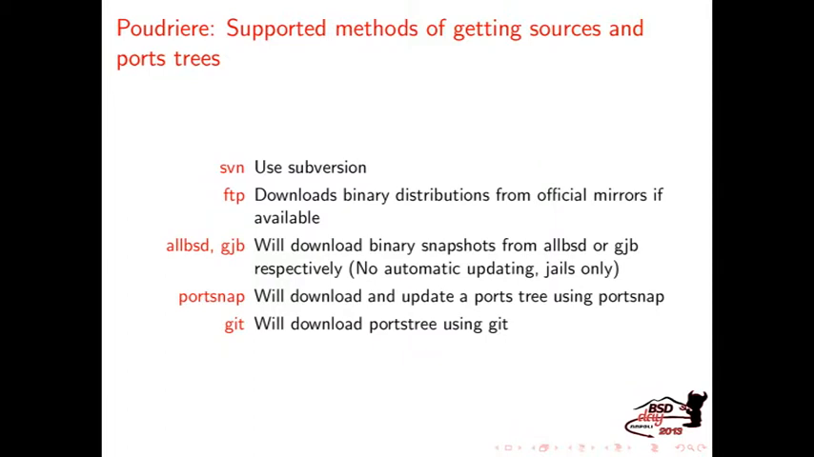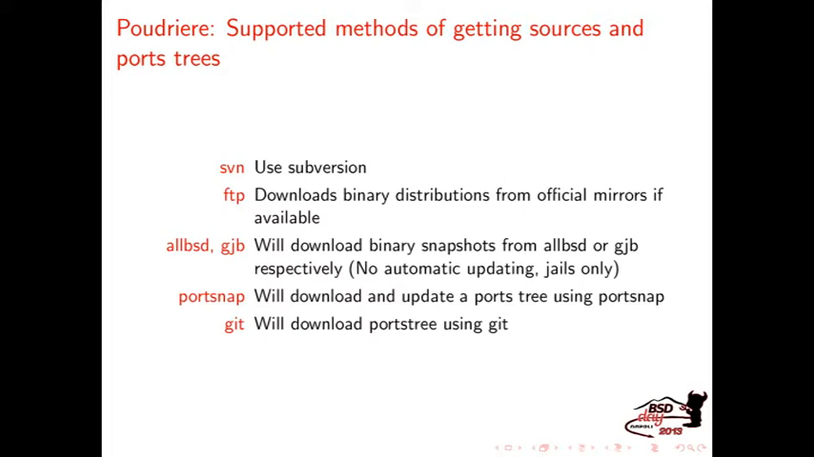Poudriere supports various methods of downloading sources and proxies. Subversion, as before, downloads from subversion and allows updating. FTP will download from the official mirrors distribution sets. There are also the FreeBSD and gitup methods which download from respective websites which are made available by the FreeBSD developers with snapshots of current. One note, the gitup method that is present in the latest development snapshot of Poudriere is just an alias for FTP since the mirror is not supported anymore.